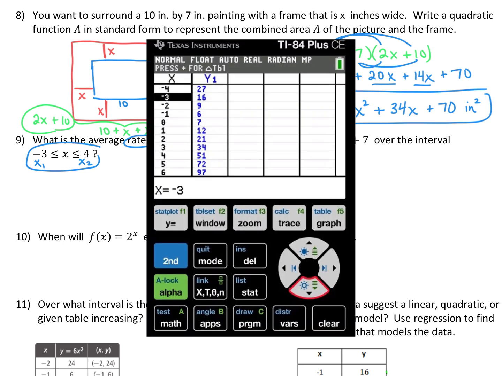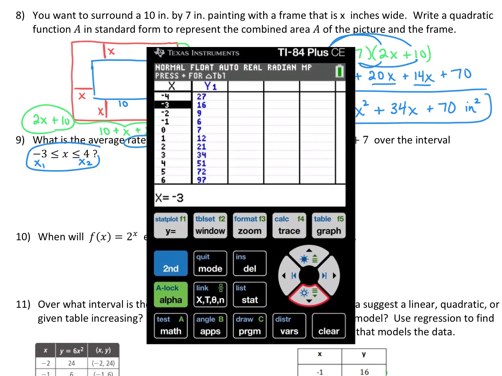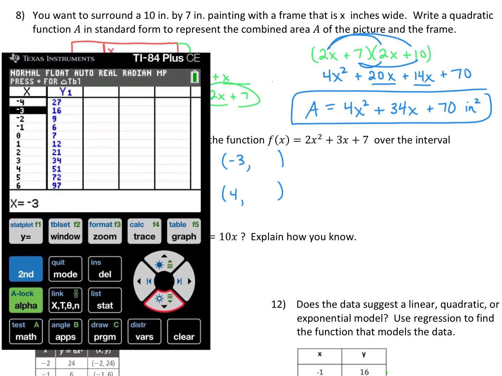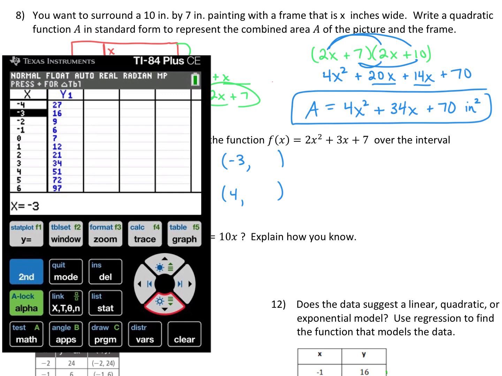All right, so here's the table of values. We just want to find the two ordered pairs where x is -3 and x is 4. Here x is -3, the y value is 16. And when x is 4, the y value is 51. I'm just going to move this out of the way and fill that in. We said 16 and 51.